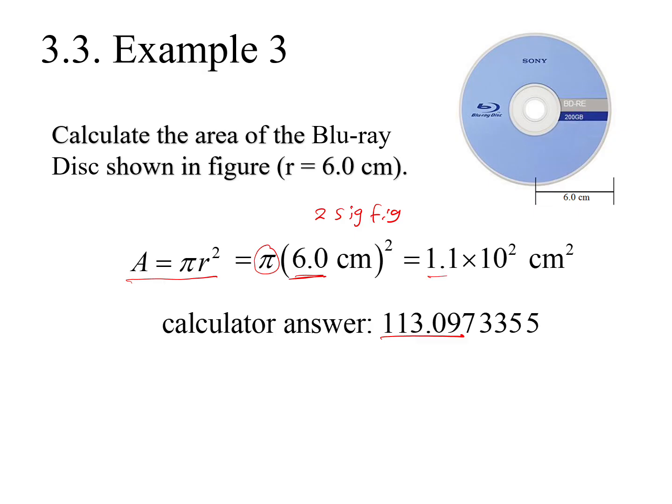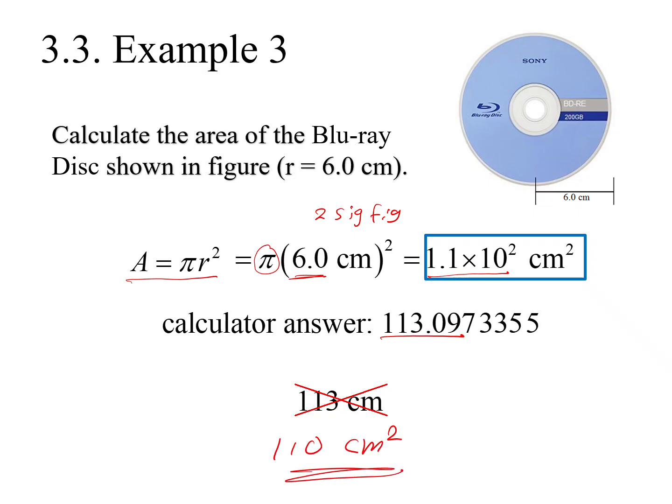So we can write it as 1.1 times 10 to the power 2 square centimeters. And if you write it as 113, then that's going to be wrong. So the correct answer will be 1.1 times 10 to the power 2 square centimeters, or you can write it as 110 square centimeters.